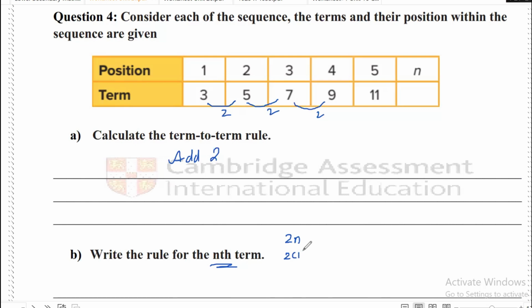If I replace n with 1, it gives me 2. But our first term is 3. So what do I add to get 3? Plus 1. It means your nth term is 2n plus 1. This is your nth term. And in C part, they want us to find, if your nth term is this, what is the 100th term? For the 100th term, just replace n with 100, and you will get the answer, which is 200 plus 1. It is 201. That is the answer of C.